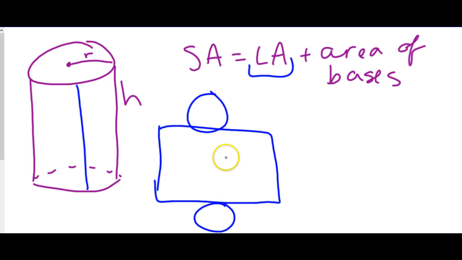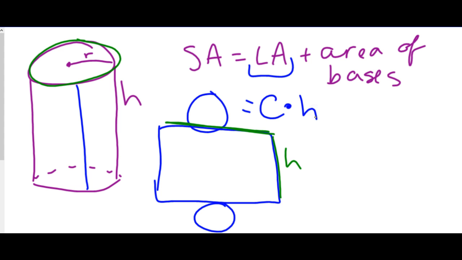So this rectangle is our lateral area, and it consists of this top line times this side line. Now the side line would be height still. The top line would be the distance all the way around a circle, which we call circumference. So lateral area is circumference times the height of the cylinder plus the area of the bases. Now our bases are circles, so area of a circle is pi times radius squared.